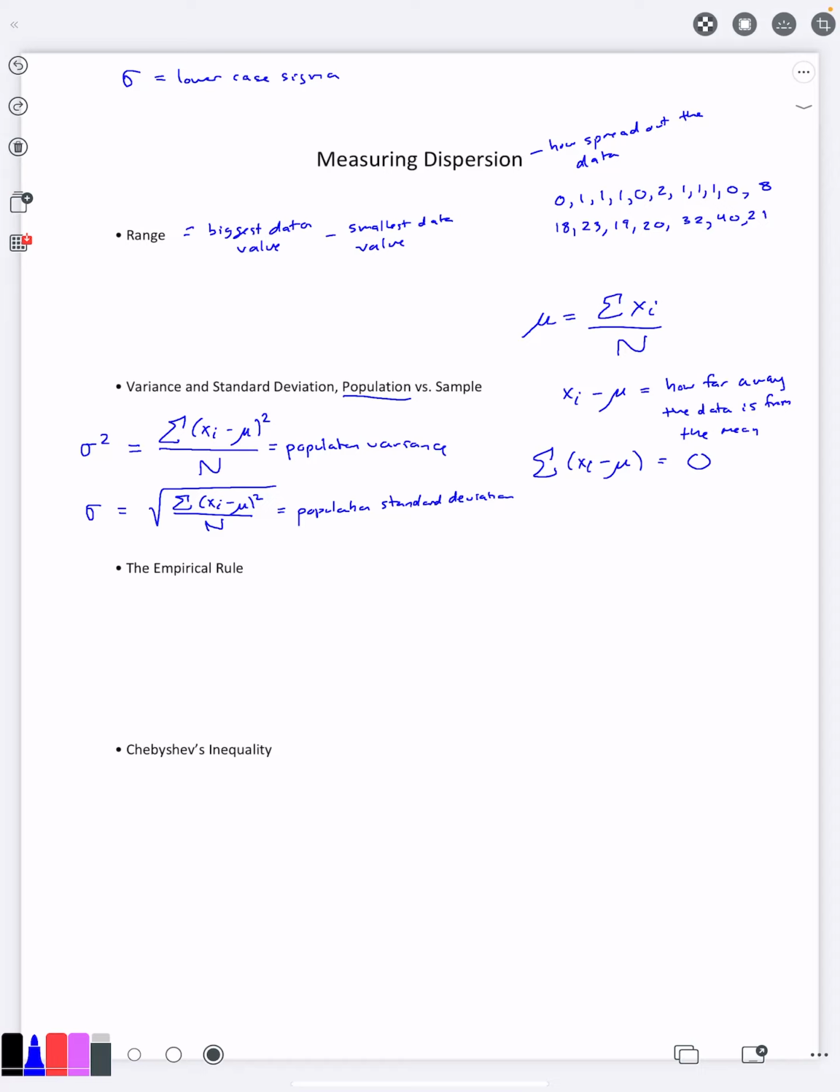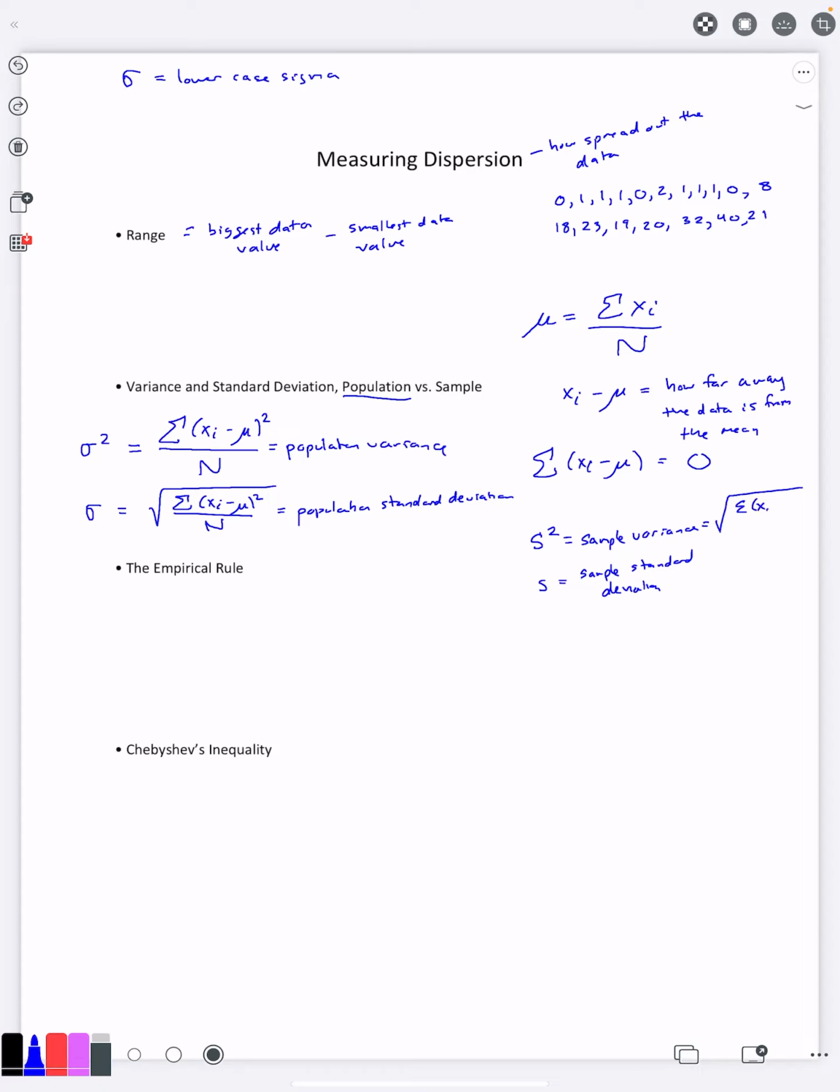Now, this is again true for the population data. You can do the same thing for sample data, but we're going to use different letters here. We're going to use S squared and S for the sample variance and sample standard deviation. Remember, for population ones, which are parameters, we use Greek letters. For sample ones, which are going to be statistics, we use regular letters. So, sample standard deviation. Now, the formula here is a little bit different.